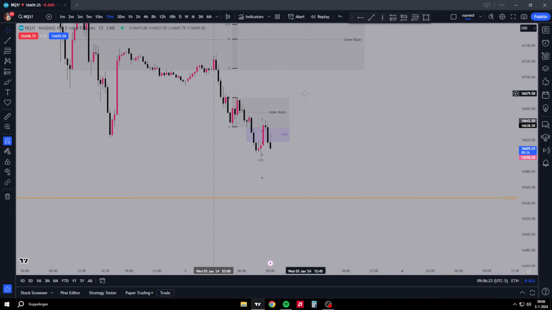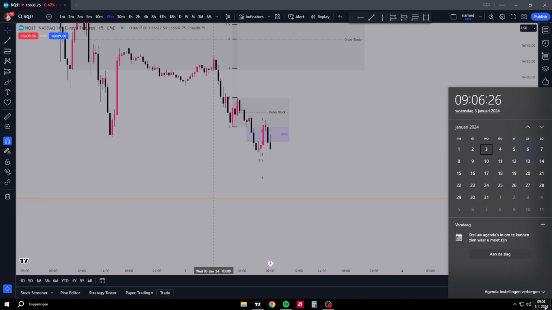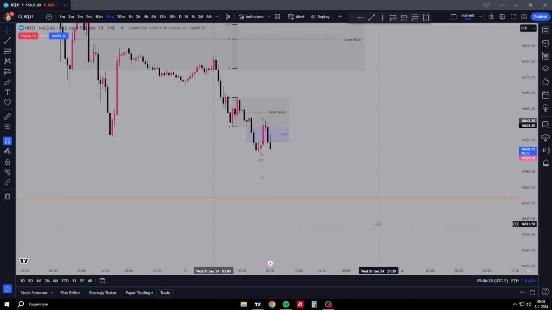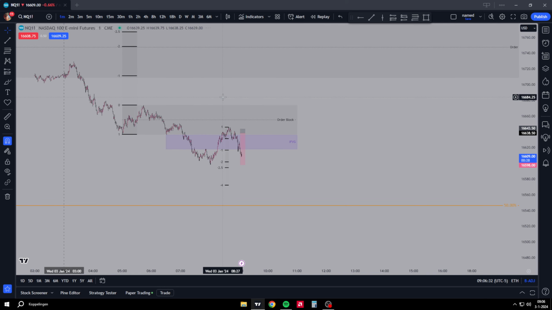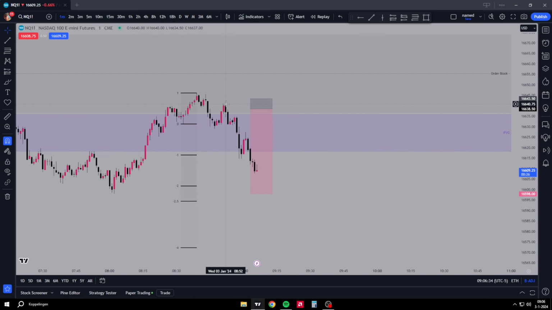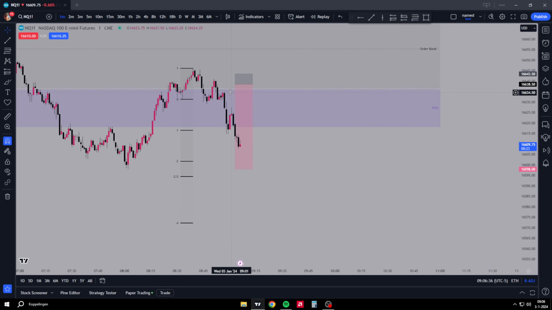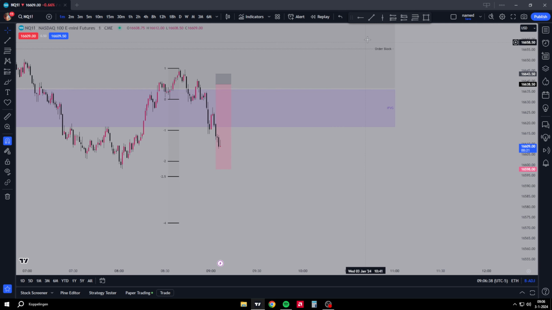Alright, market is about to open in 25 minutes. And I'm not in short, but it was really good. There was a really good short, a 1 to 8 risk reward with sell side here.